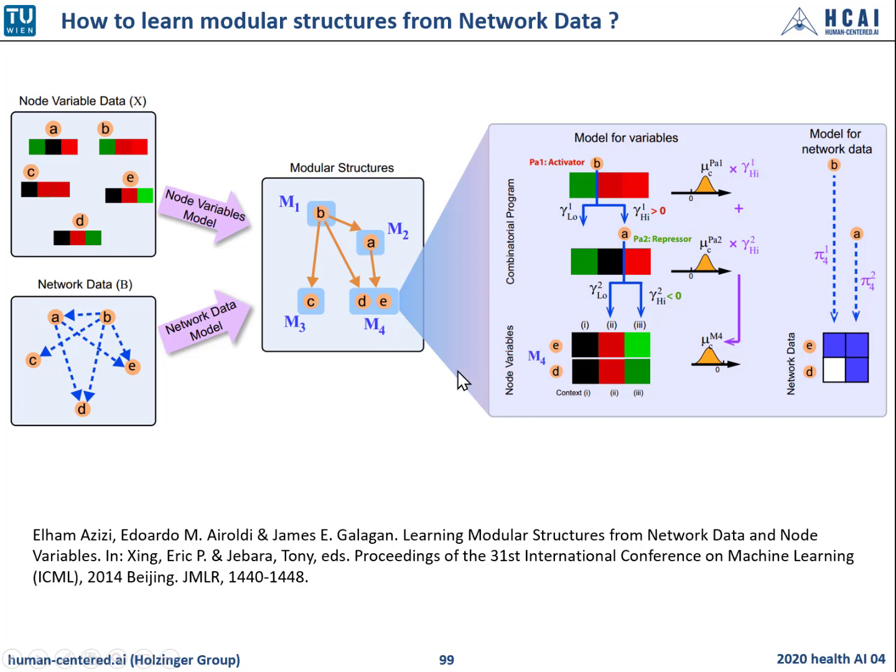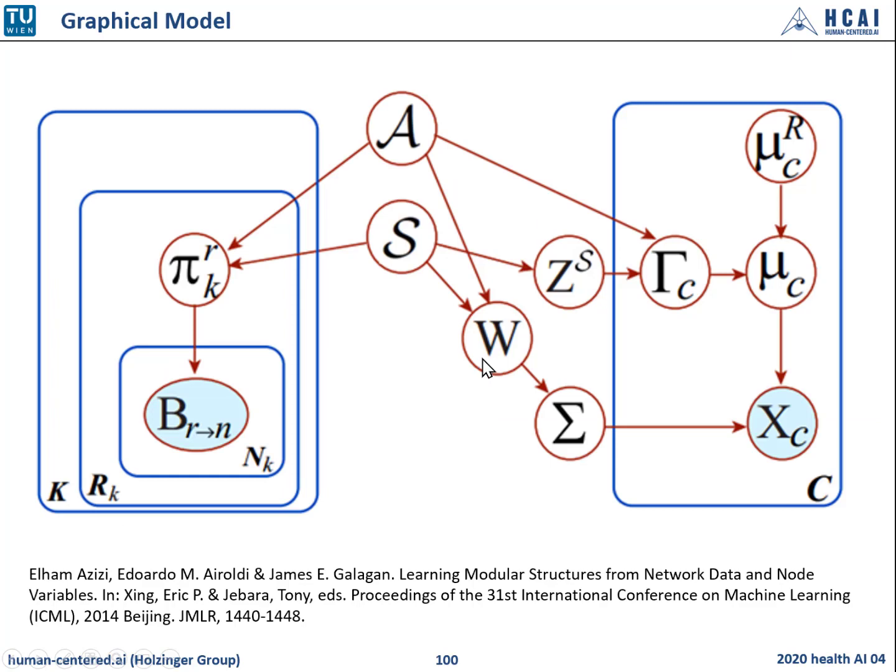So, this is a really nice work presented at ICML 2014 by Elham Azizi from Boston University, and this shows how modular structures are learned from node variables, for example, gene expression and network data. Yeah, you have here the gene expressions, here the network data, and the node variables are color coded, ranging from green low to red high, and the number of parents are assigned to each module. These are the orange links here. Yeah, and on the next slide we see the graphical model of this approach.